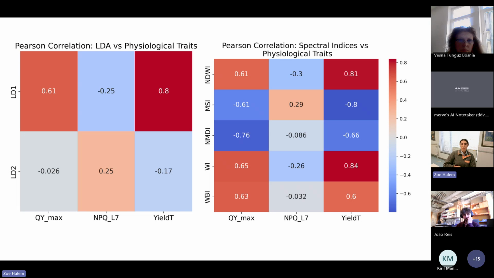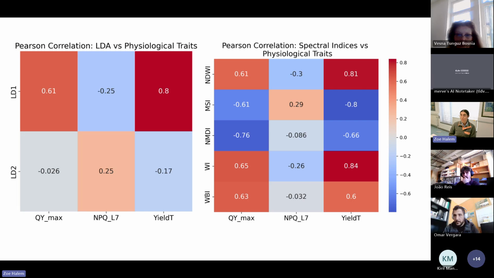We then did some heat maps looking at linear discriminant analysis and some spectral indices and comparing those to the physiological traits or the agronomic variables: quantum yield, NPQ, and yield. If we first look at LDA, specifically LD1, we're seeing a negative correlation, relatively weak but still negative, with NPQ, and then quite a strong positive correlation with quantum yield and yield.